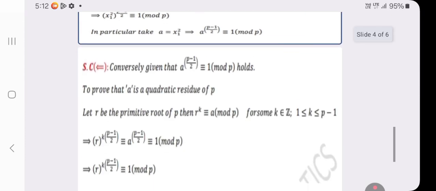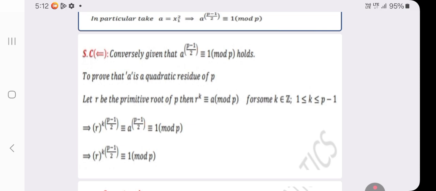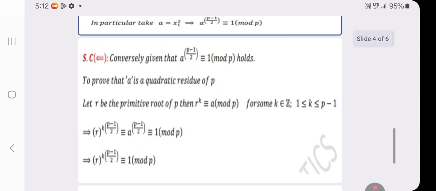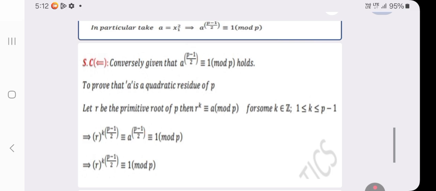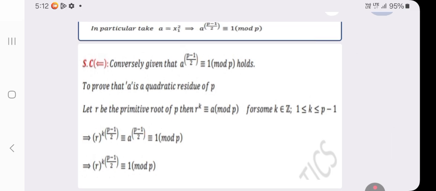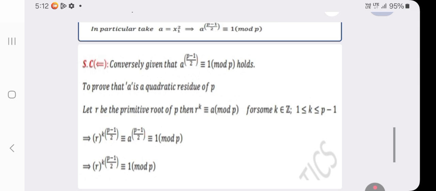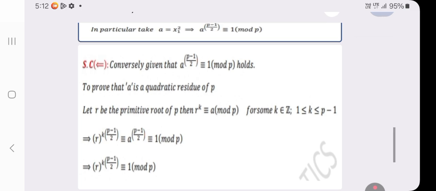Now the sufficient condition. Conversely, let us assume that A to the power of P minus 1 by 2 is congruent to 1 mod P, that holds. Now we have to prove that A is a quadratic residue of P. That means we have to find that x square is congruent to A mod P has a solution. So let us say that R is a primitive root of P, then R power K is congruent to A mod P for some K belonging to Z, where 1 is less than or equal to K less than or equal to P minus 1.